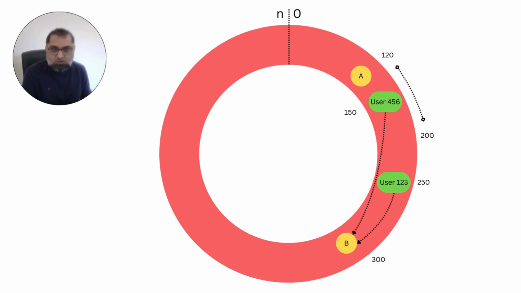But there's one catch: hotspots. If nodes aren't evenly distributed around the ring, some nodes might get overloaded. That's where virtual nodes come in. By assigning multiple positions to each server, we can spread the load more evenly.